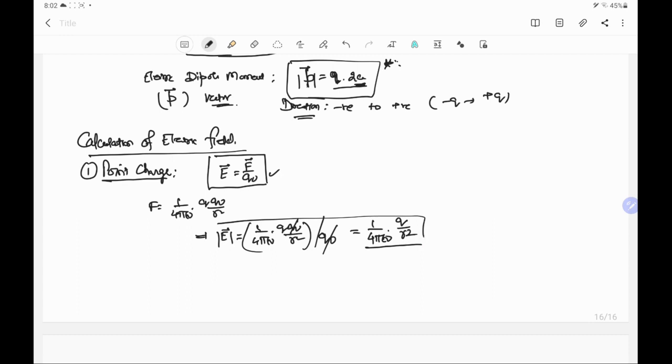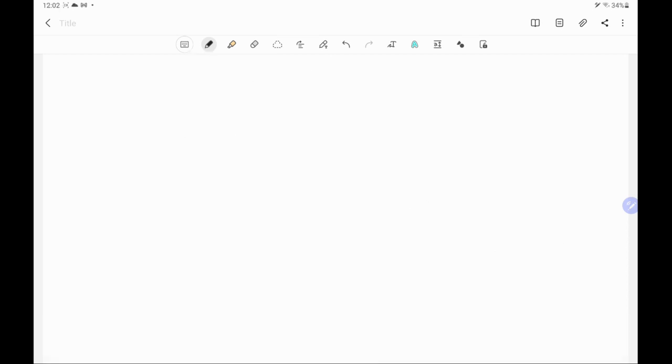And we have already given a note that if charge is positive, field is outward. This is E, and at a point, this is Q charge. At a distance r, the electric field strength will be 1 by 4 pi epsilon naught Q by r square. And if charge is negative, field will be inward. Now we have to calculate the electric field due to a system of n point charges.